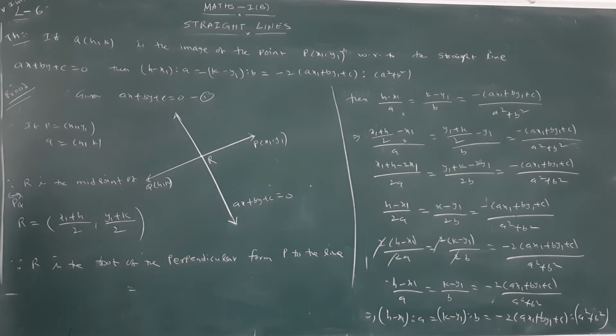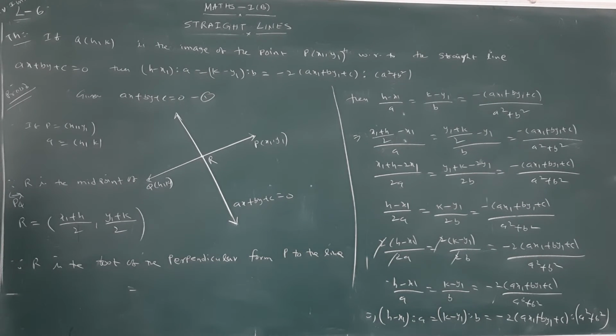If Q(h, k) is the image of the point P(x1, y1) with respect to the straight line ax + by + c = 0, then (h - x1)/a = (k - y1)/b = -2(ax1 + by1 + c)/(a² + b²). Simply, first we are given the line ax + by + c = 0, P(x1, y1), and Q(h, k). What did he say here? Q is the image of P.